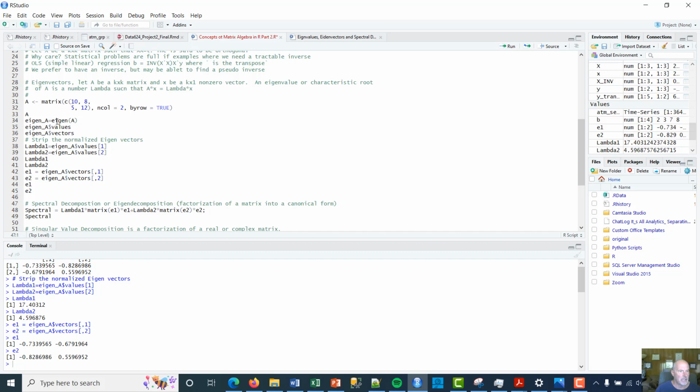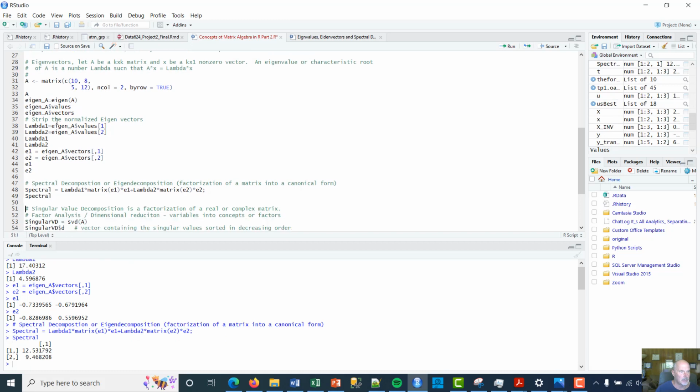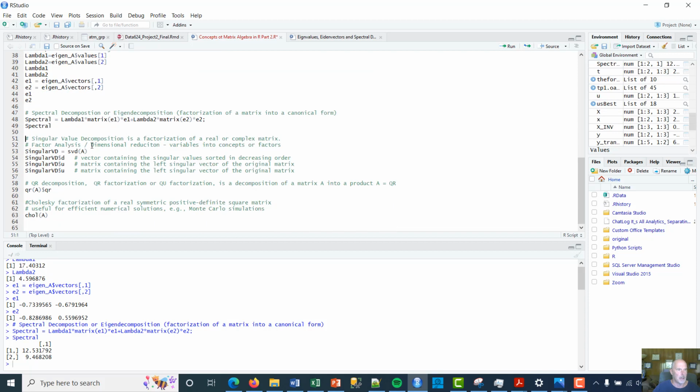And then the spectral decomposition is this formula. The spectral decomposition is equal to lambda 1 times this matrix times E1 plus lambda 2 times matrix times E2. If I do that, then that comes up with the spectral value there. I don't think R has a native way to do that, possibly. But anyway, that's the way to do it by hand.